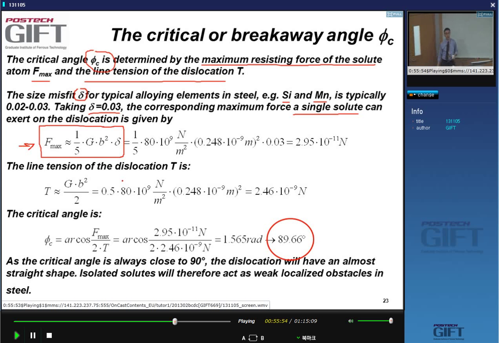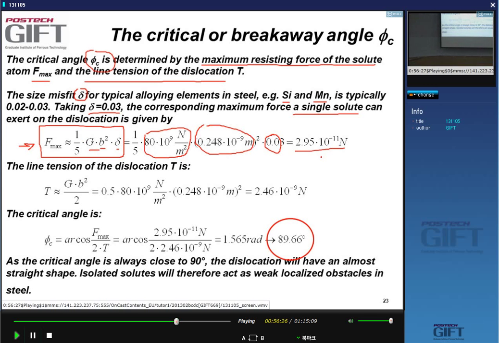This is a good formula to get a very reasonable idea of the force that a solute will have on the dislocation. So you have this formula, and then you plug in all these data values. This is the value of G, this is the value of b, and this is delta. You calculate this, and you find a very small force of about 3 times 10 to the minus 11 newtons.